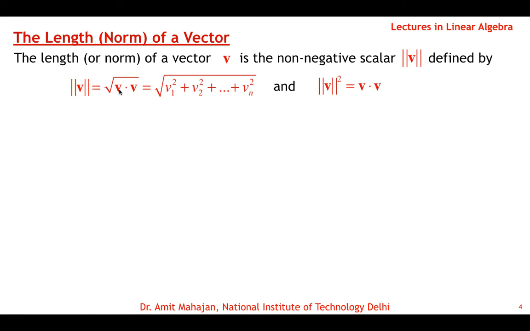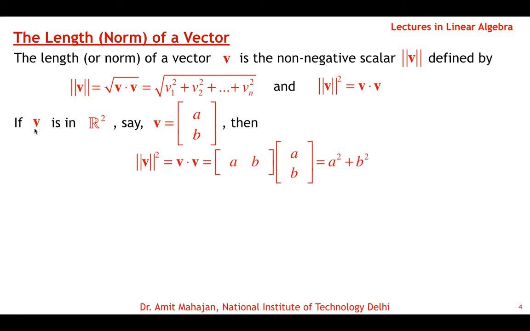Okay, and if this belongs to Rn space, then it will have n elements, say v1, v2, v3, so on vn. Then this dot product is easily seen to be v1 square plus v2 square plus so on vn square. Okay, so each element of vector v is squared, summed, and then the square root is taken; that will be the length of the vector. Okay, and norm square will be simply the dot product of the vector with itself.